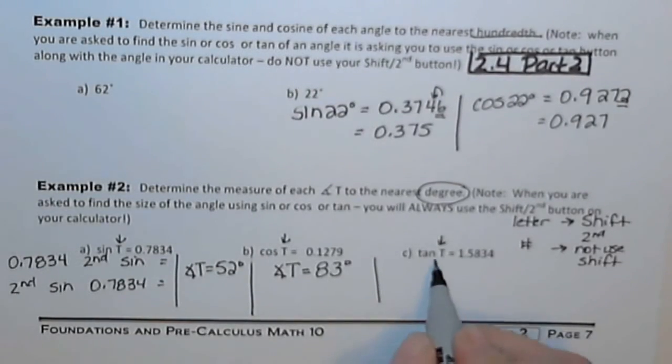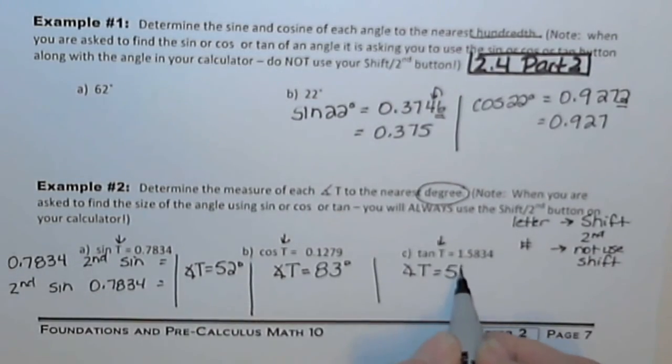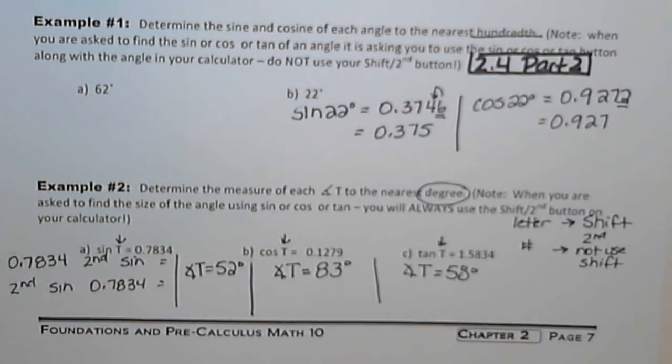The third one, again, we're going to go back to tangent, 1.5834 second tan, or second tan 1.5834. You should find out that angle T is equal to 58 degrees to the nearest degree.